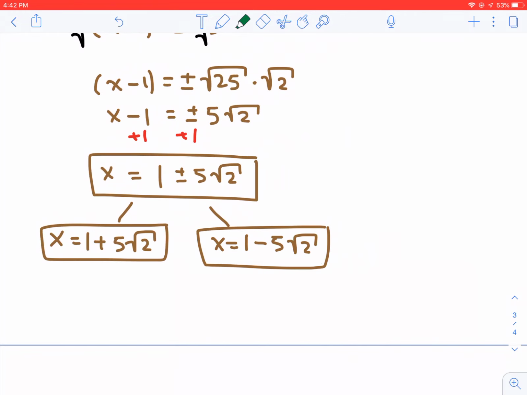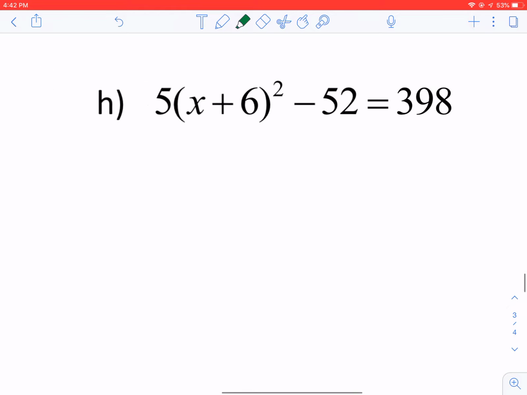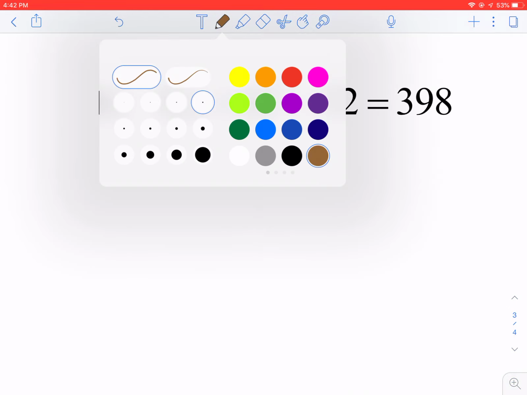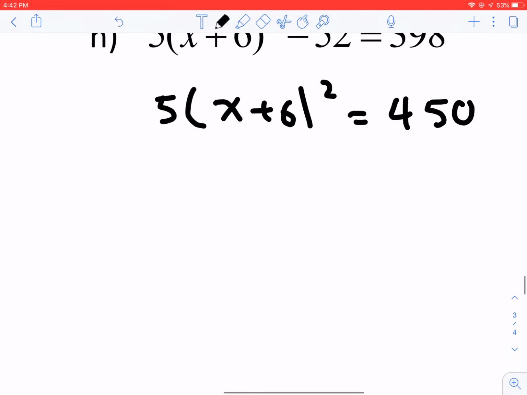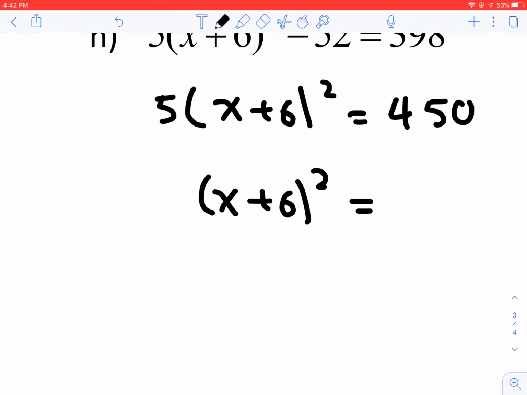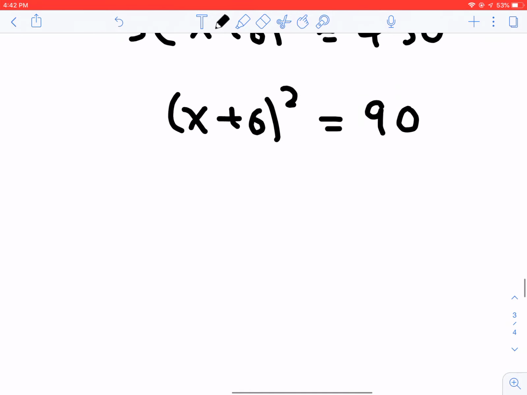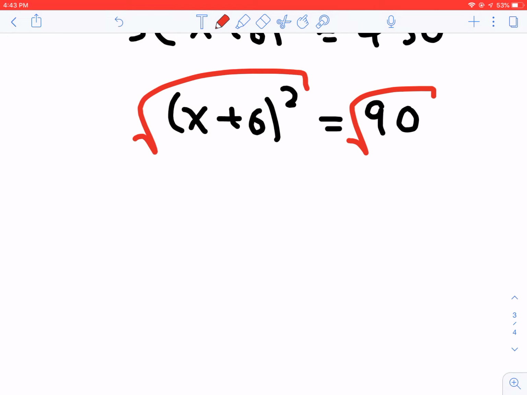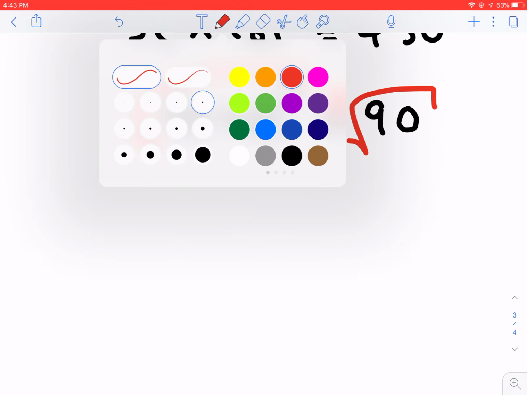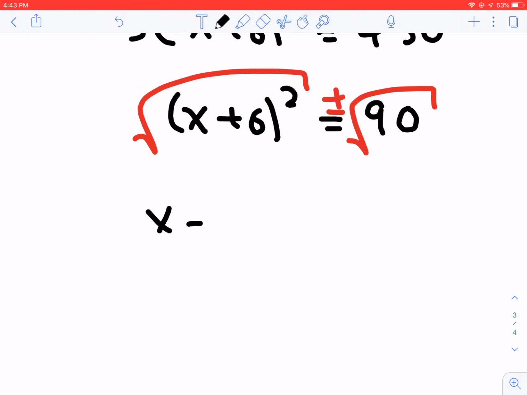Alright, and one more. This one over here, we're going to add 52 to both sides. That's 5 times x plus 6 in parentheses squared equals 450. Dividing both sides by 5, we get x plus 6 squared equals 450 divided by 5, which is 90. Now I'm going to square root both sides. I'm not going to forget the plus or minus. And we get x plus 6 equals plus or minus.